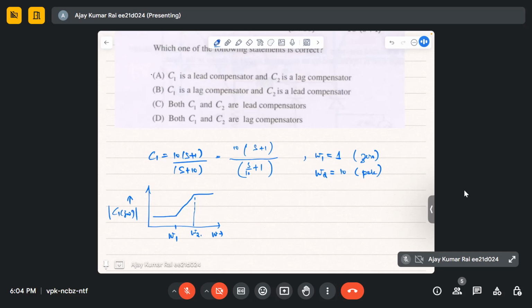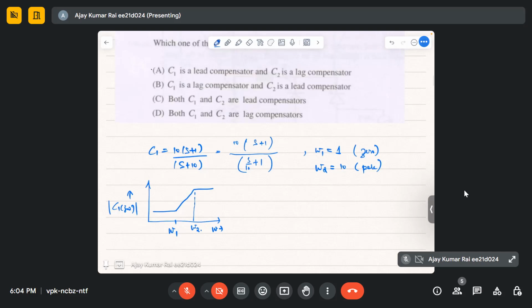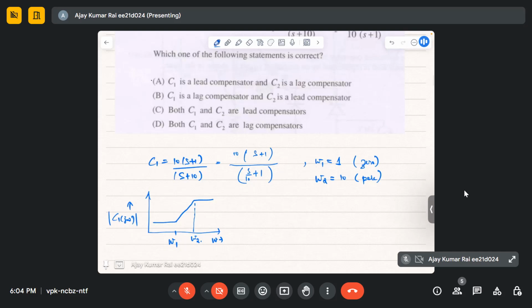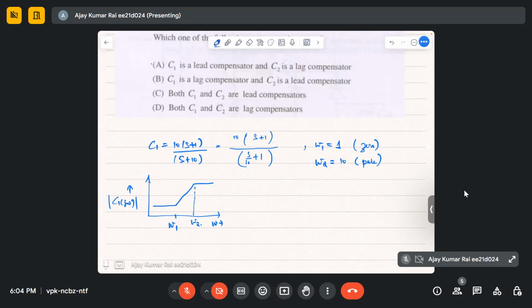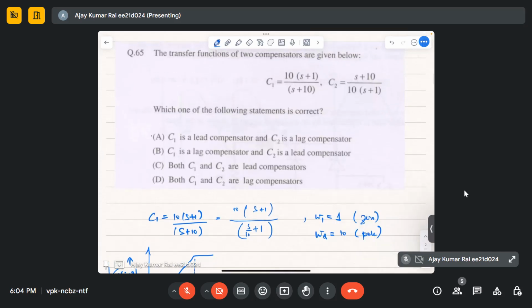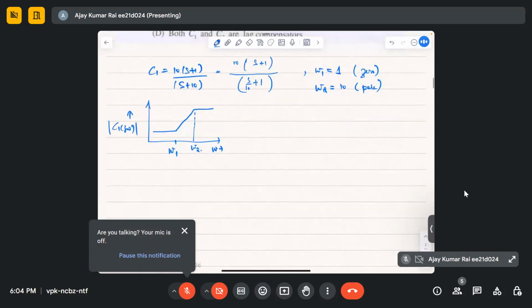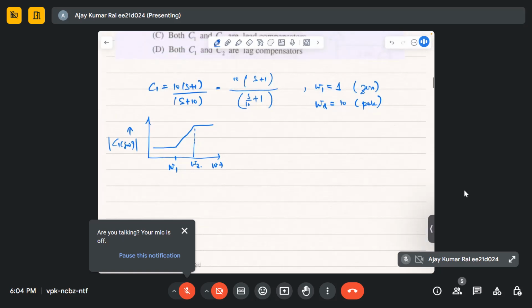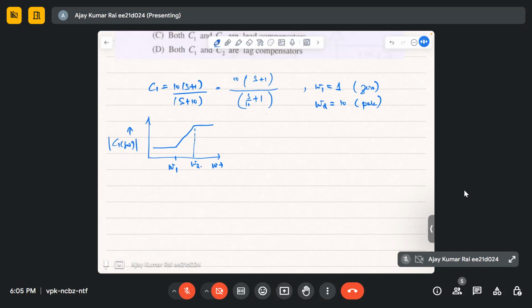Just looking at this Bode plot, what can you tell me about this transfer function? Is it the lead compensator or the lag compensator? Sir, lead compensator. Okay, clearly we can see C1 is a lead compensator. Other ways, you can also find out by looking at the transfer function.